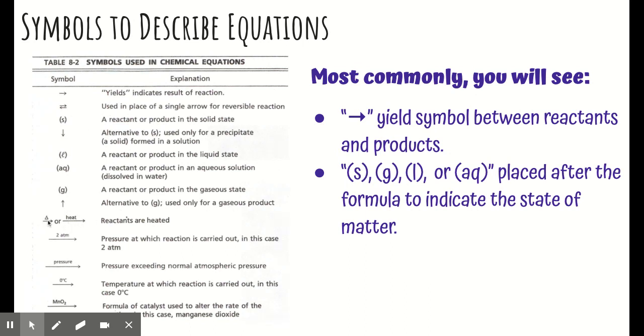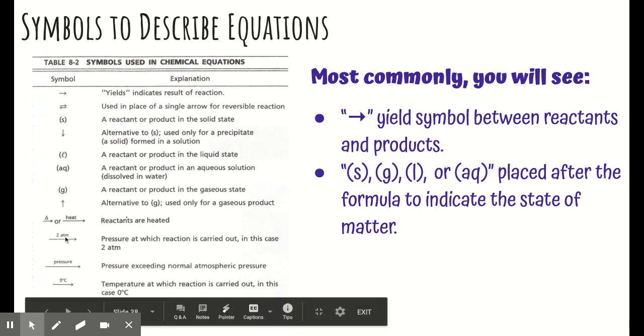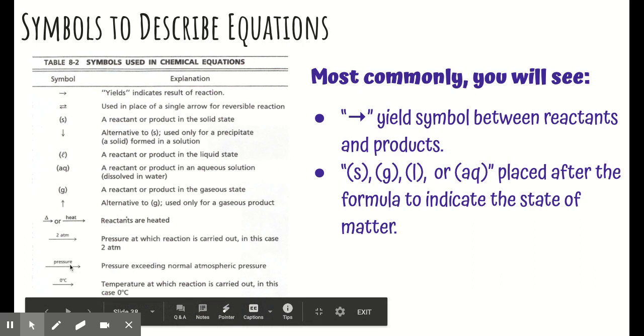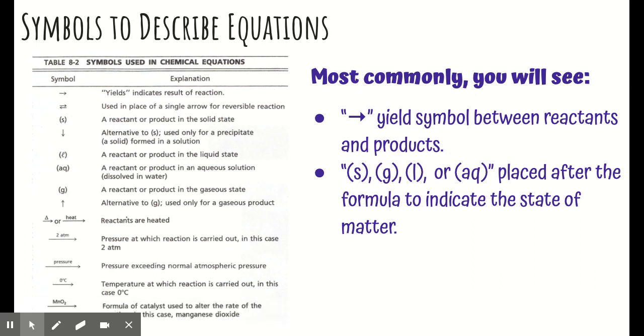So if there's a little delta sign over the arrow, or it just says heat over the arrow, it means that you had to heat up the reactants in order to produce the products. If you're adding pressure, that's also going to be shown on the yield arrow, either how much pressure is being added or just the word pressure. If it has to be a specific temperature, you can add that in there. And then if there's a catalyst that's being added in, this is the very bottom one here, that could be written above the yield arrow as well.